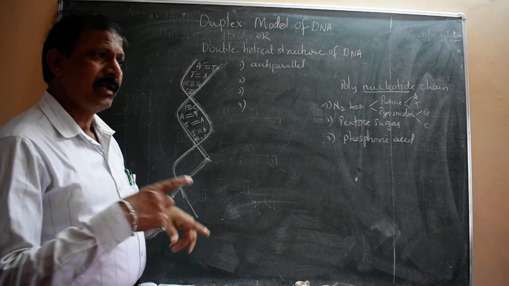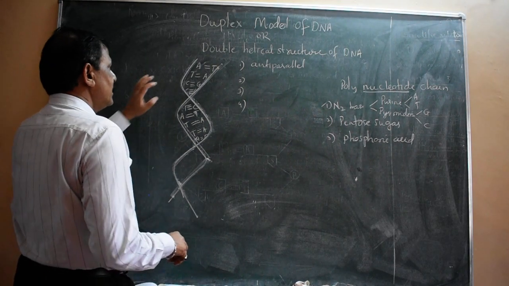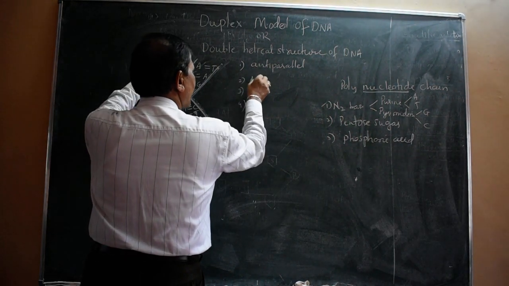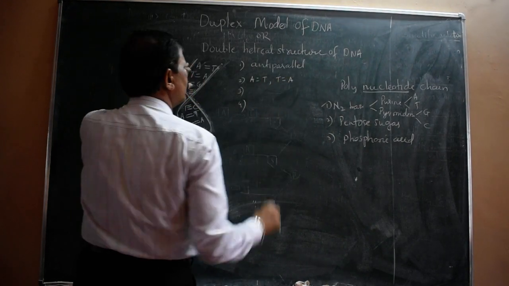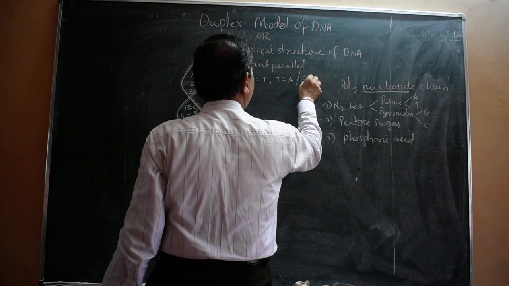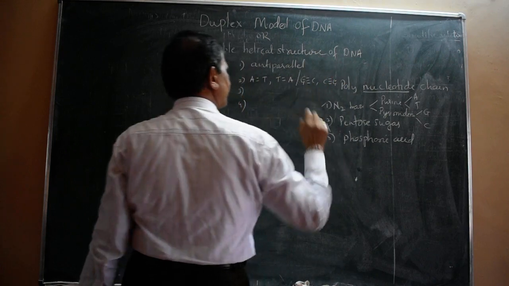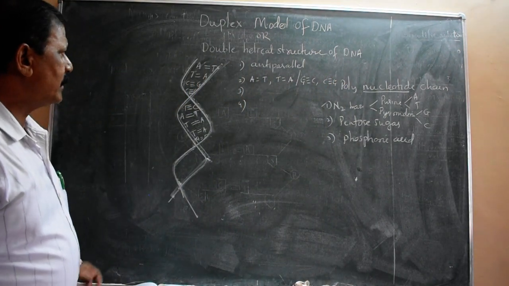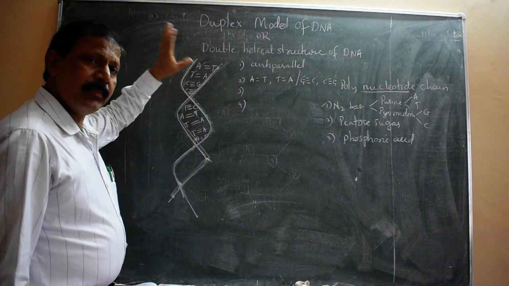That is anti-parallel, and thereby they can pair with one another, in which adenine always pairs with thymine, and thymine always pairs with adenine, with 2 hydrogen bonds only. Similarly, guanine always pairs with cytosine, and cytosine always pairs with guanine, with 3 hydrogen bonds only, and that is also a very important characteristic feature of this DNA molecule.